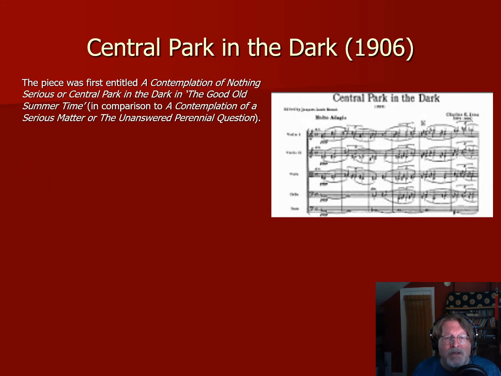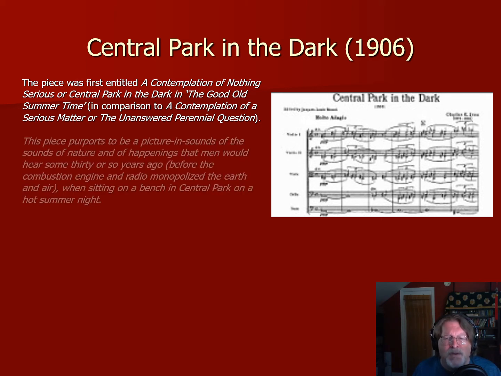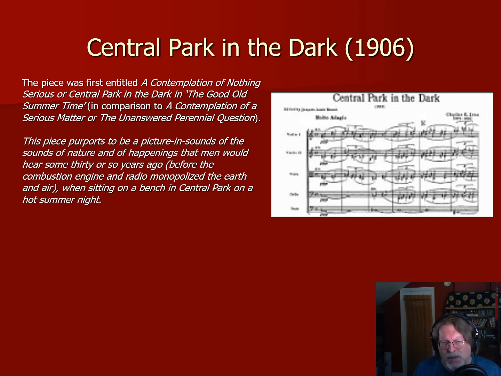He does that especially vividly in a quite well-known work from 1906 called Central Park in the Dark, which was a companion to another well-known work, often played in undergraduate music history courses, called The Unanswered Question. And as we can see here in this program description, which he himself wrote, it purports to be a picture in sounds heard when sitting on a bench in Central Park on a hot summer night, some 30 years before the piece. In other words, when he was a college student.